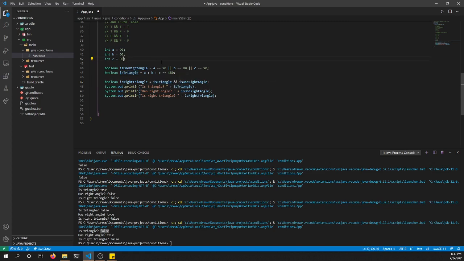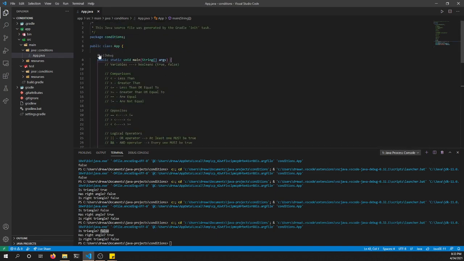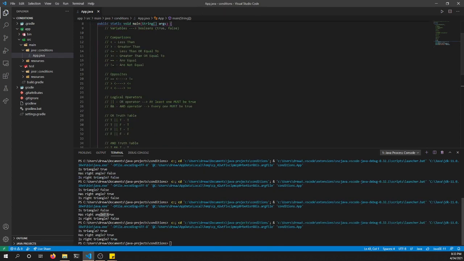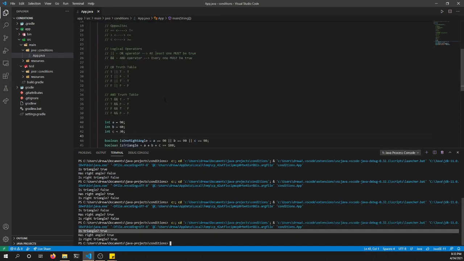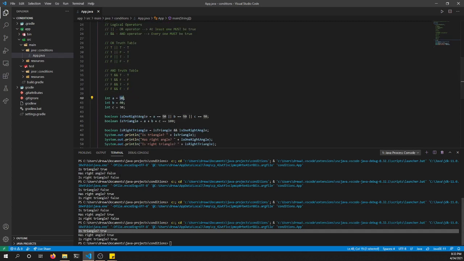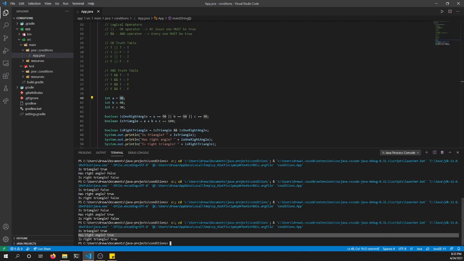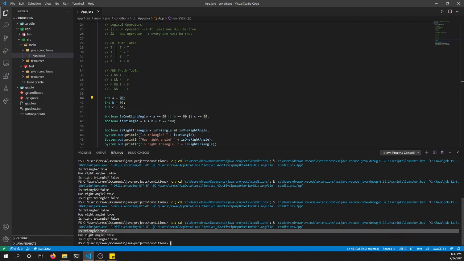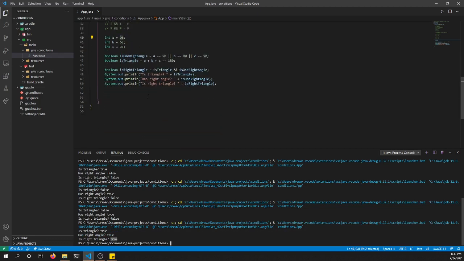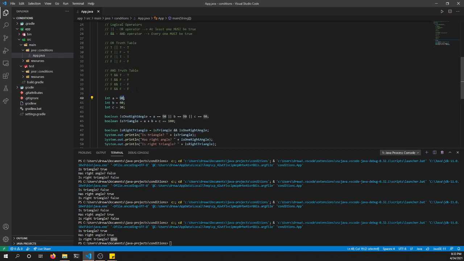And if I were to check again, 30, 60, and 90, those do add up to 180. One of them is 90 degrees, and we run it. It is a triangle because they added up to 180. There is a right angle. A is 90 degrees. So it does have a right angle. And so because it is a triangle and it has a right angle, the whole thing is true. It is a right triangle. And again, if I were to flip a couple of these around, it doesn't matter which one is the right angle, as long as one of them is, because our check for the right angle uses these ORs.